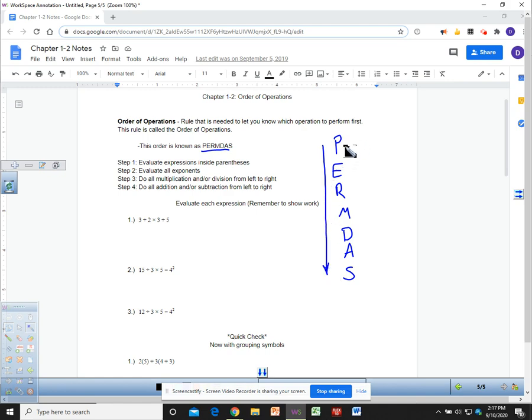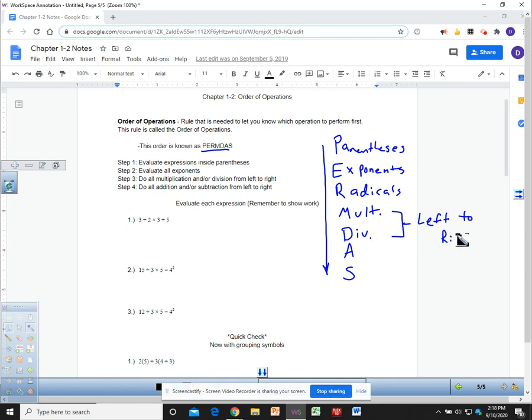Now, remember, like I said, parentheses, exponents, radicals, which would be like square roots, which we won't see today, multiplying and dividing. And remember, these ones go in order from left to right.